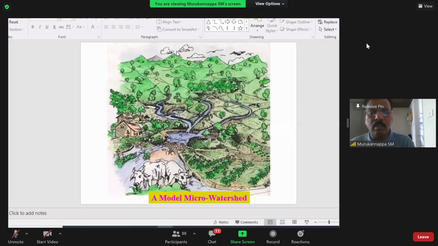Non-arable land is nothing but non-cultivated land. If you are finding the nalas or the gullies, you can say it is a drainage line. This also requires different kinds of conservational measures. Did you clear? All of you? Did you clear? Yes. This is the concept.